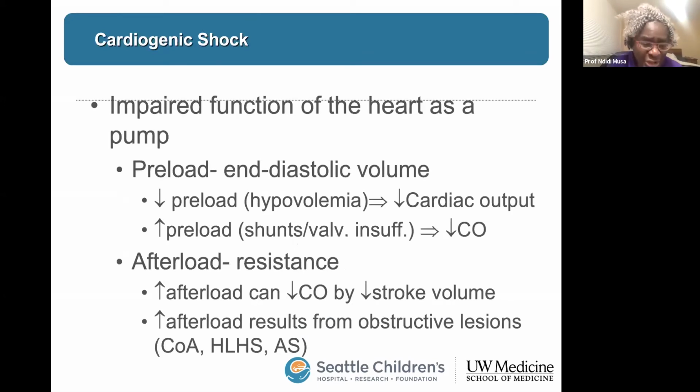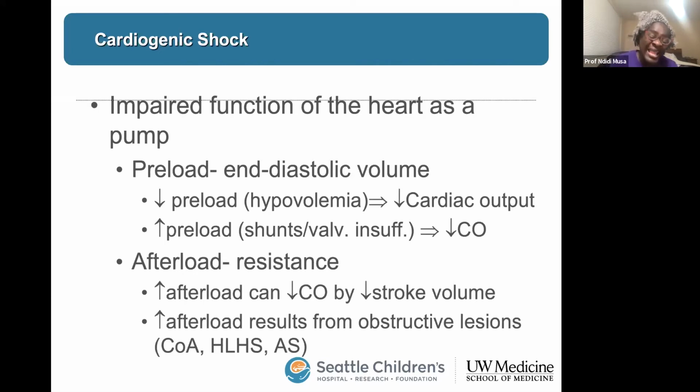What about cardiogenic shock? Cardiogenic shock is an impaired function of the heart as a pump. So the heart is not pumping. You can have preload, your end diastolic volume, either decreased, as seen with hypovolemia and decreased cardiac output, or increased, if you have shunt or valvular insufficiency, and yet your cardiac output is down.